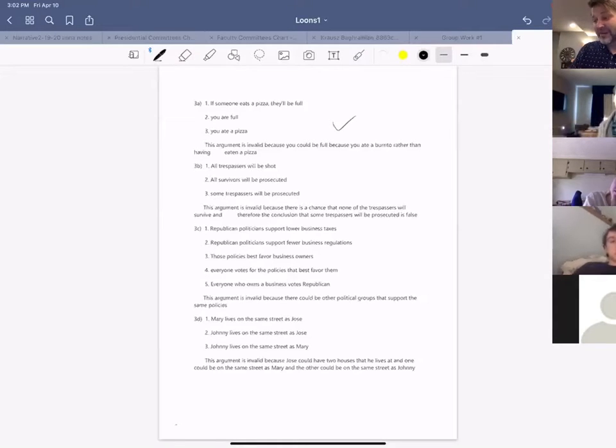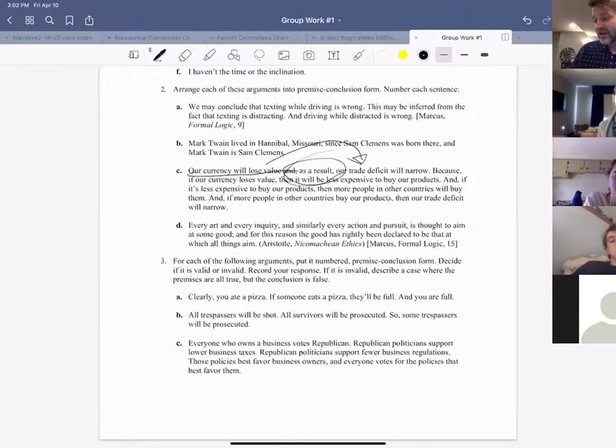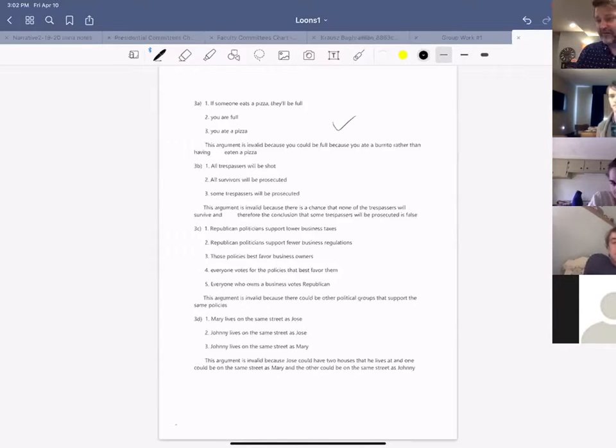Another example: all trespassers will be shot. All survivors will be prosecuted. So some trespassers will be prosecuted. This is a sign I once saw floating on a river. Okay, so this argument, I mean, it didn't have the last part, of course, just the first two. So this argument is invalid, right? As you guys pointed out, you got the right form there. And it's invalid because there's a chance that none of the trespassers will survive. Maybe everyone will be killed. And therefore, the conclusion that some trespassers will be prosecuted is false. Okay.